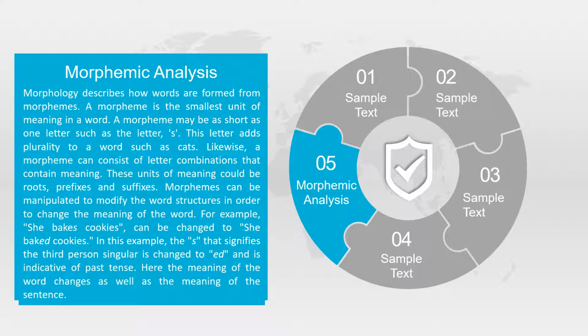And morphemes can be manipulated to modify the word structure in order to change the meaning of the word. So for example, she bakes cookies can be changed to she baked cookies. In this example, the S that signifies the third person singular is changed to ed and is indicative of past tense. So here the meaning of the word changes as well as the meaning of the sentence.